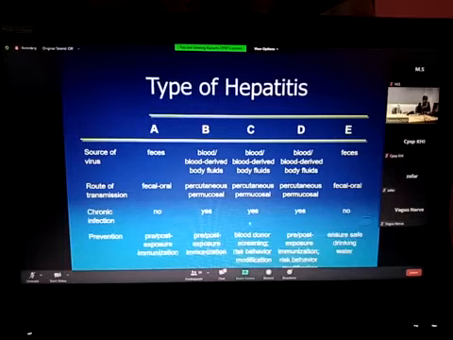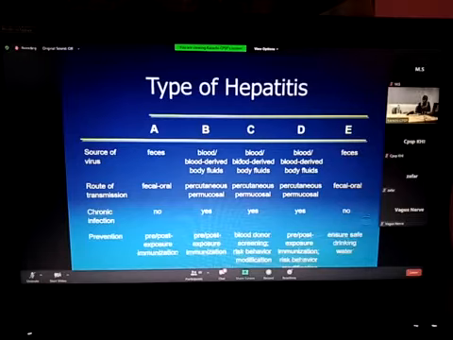In case of hepatitis A, we do have pre and post exposure prophylaxis available in the form of immunization and immunoglobulin. But unfortunately for E, the difference is that we do not have vaccination available. However, by ensuring safe drinking water, you can prevent this disease to a large extent.